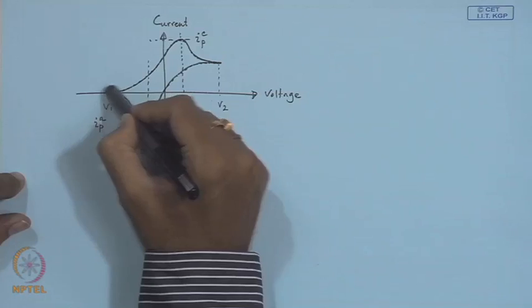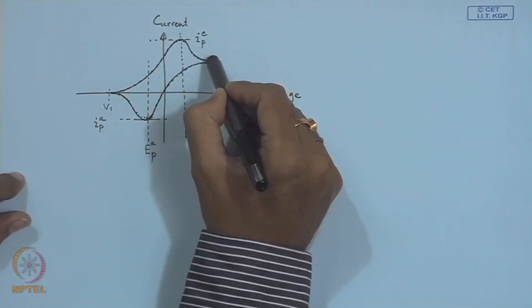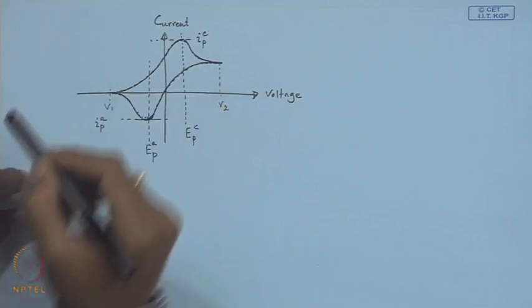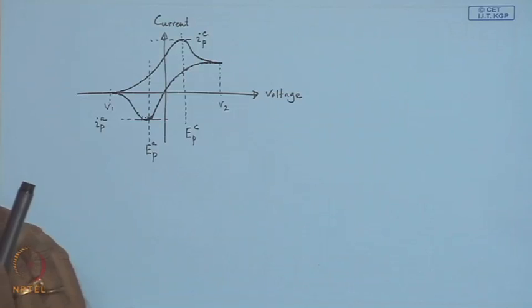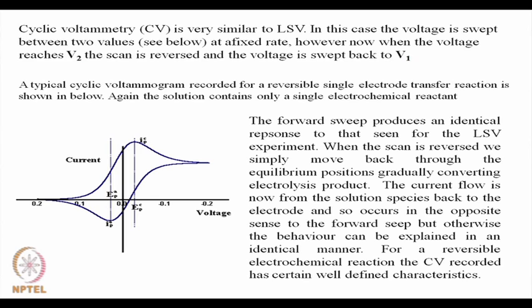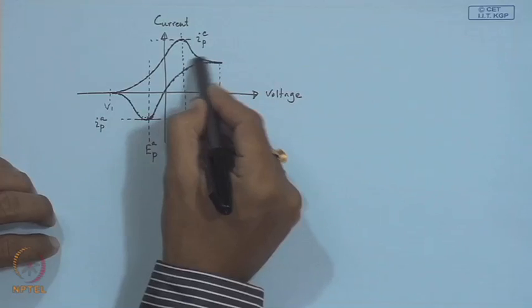So, here it is electrode to solution, now here it is solution to the electrode, back to the electrode. So, it occurs in the opposite sense to the forward sweep, but otherwise the behavior can be explained in an identical manner. So, it is just the reverse.